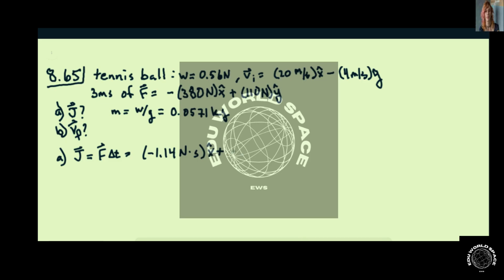And 0.330 Newton seconds in the y direction.